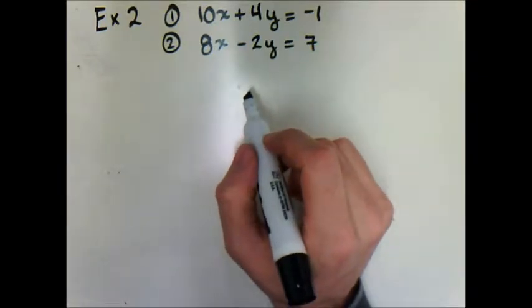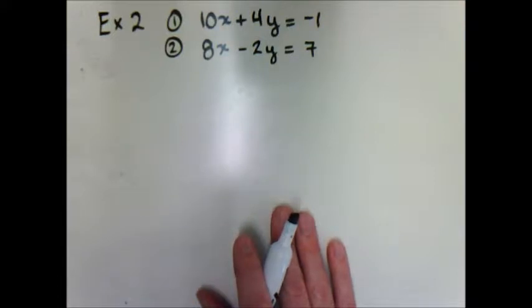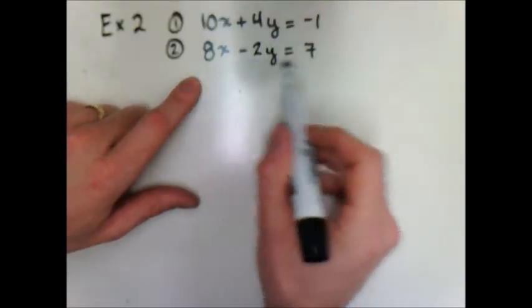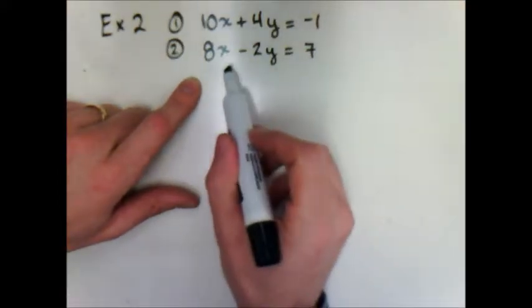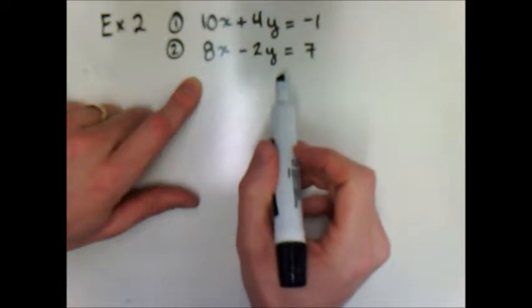I'm still going to eliminate, but I need one more step in between. Do you remember anything about making equivalent equations that could help us? Could I make a new equation for equation 2 that's actually equivalent to equation 2, but just uses different numbers? How would I do that?